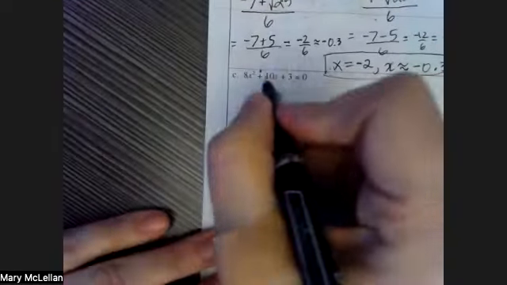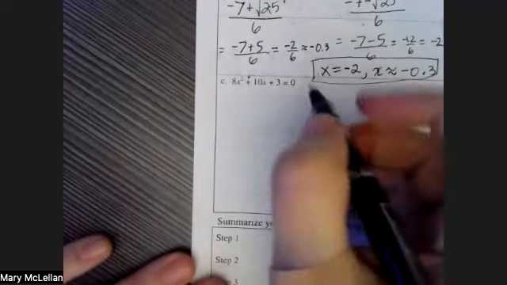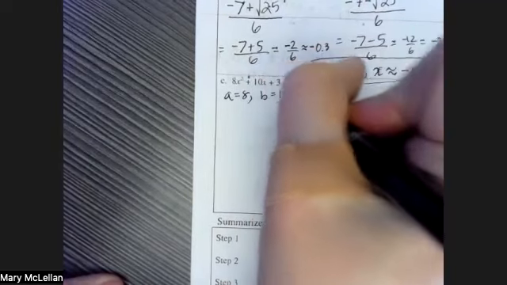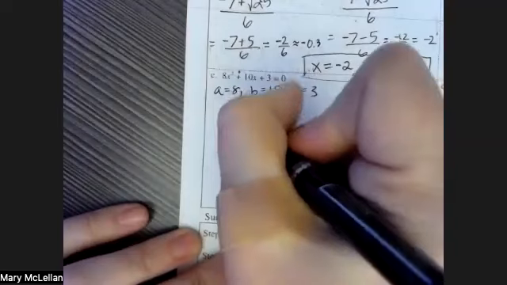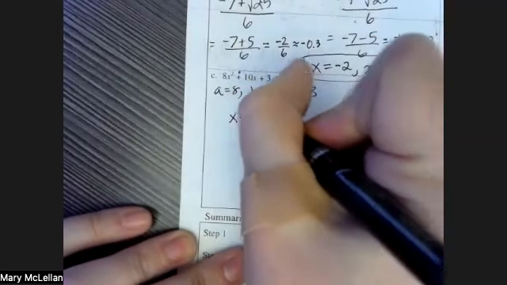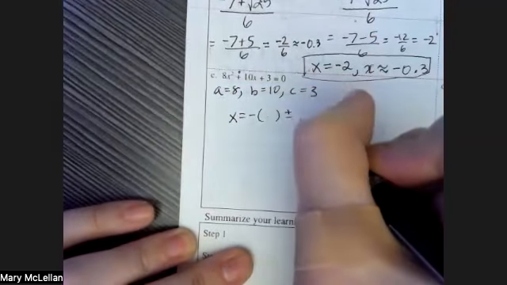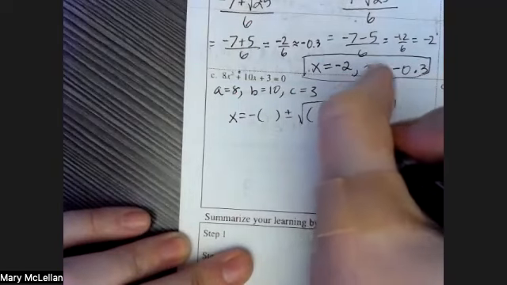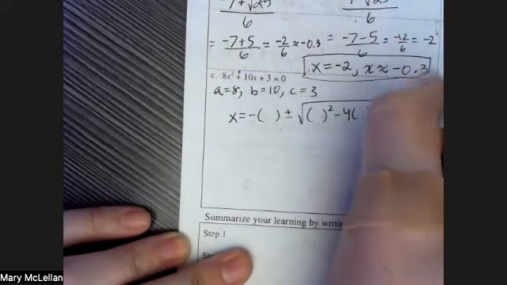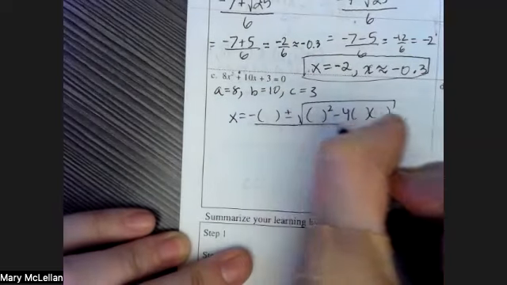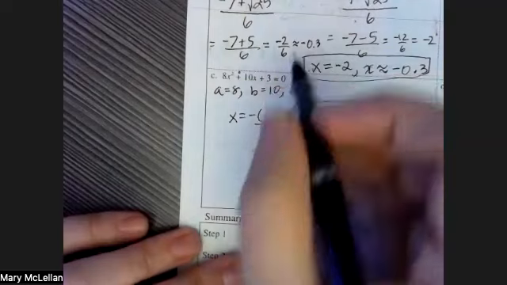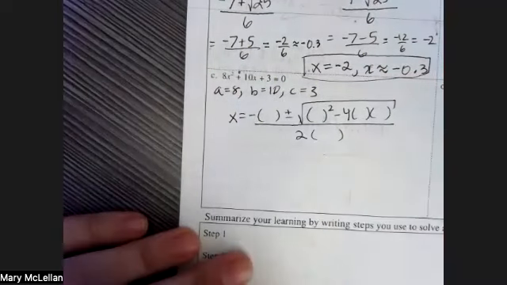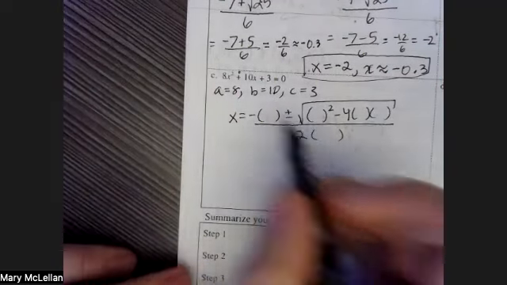Okay, now I have 8x squared plus 10x plus 3 equals 0. That's A is 8, B is 10, and C is 3. I put it in my quadratic formula. X is equal to negative blank plus or minus the square root of blank squared minus 4 blank blank all over 2 blank. Let's plug in A first. Maybe that's what some of you are going to do.